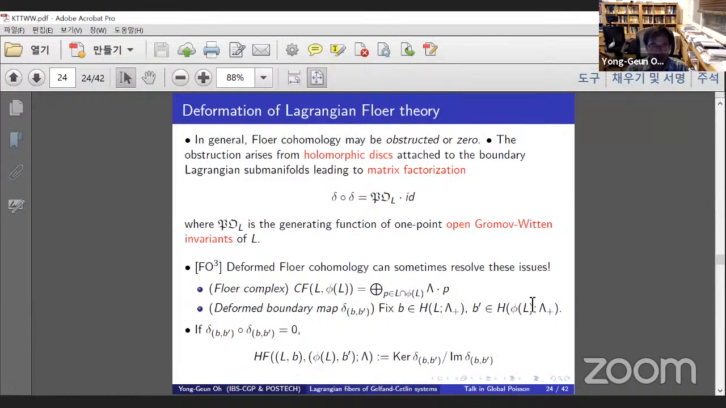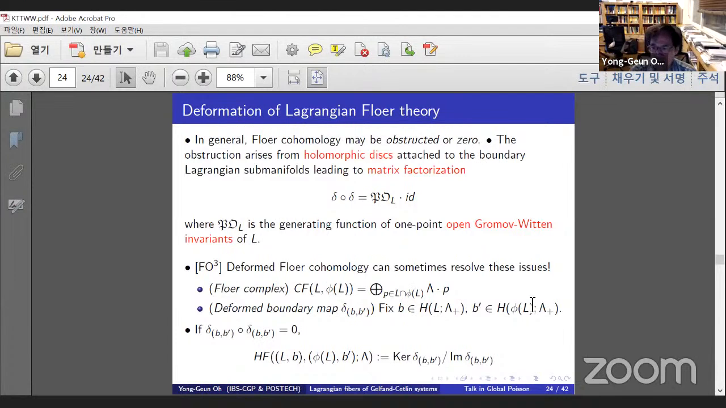So if this delta square doesn't vanish, we cannot define this flow homology. In other words, we cannot define any symplectic invariant that is invariant under Hamiltonian isotopy. The one important general fact is that if this flow homology is defined, it is always invariant under Hamiltonian isotopy. It doesn't change. So in particular, if the flow homology doesn't vanish, that means you cannot find any Hamiltonian diffeomorphism which displaces L from itself. So to show this non-displaceability, we really need this flow homology.